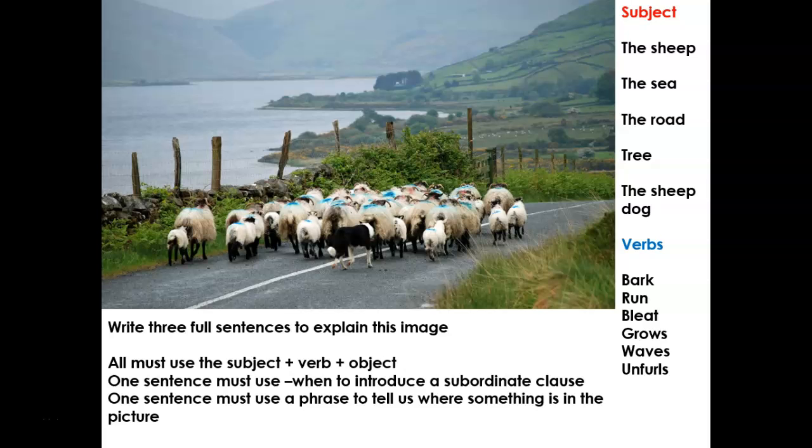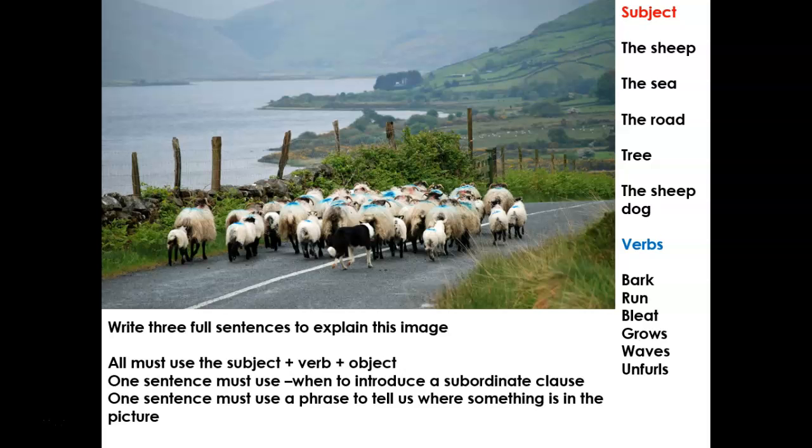Now, it says here, one sentence must use a phrase to tell us where something is in the picture. So if we look at that list of subjects again, we're going to be thinking about, well, where are they in the picture? So the sheep, where are they? On the road. The sea, in the distance. The road, underneath the sheep, in front of the sheep, unfurling across the scene. Where are the trees? In the distance, next to the sheep, far away. What about the sheepdog? Behind the sheep. So one sentence can use a phrase to tell us where something is.